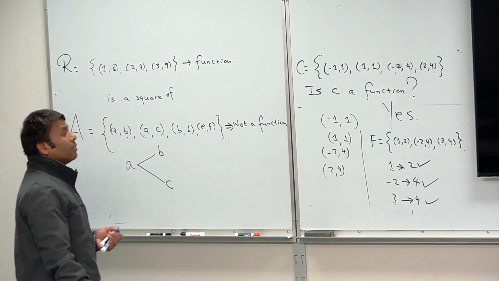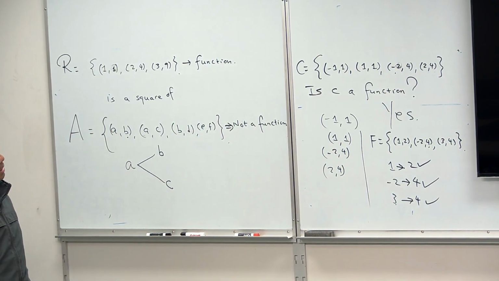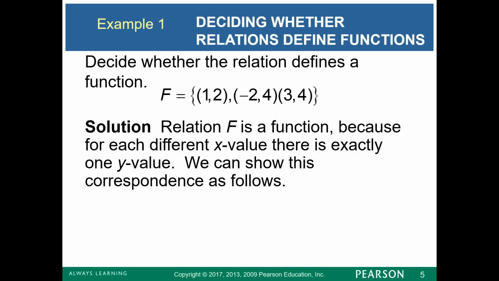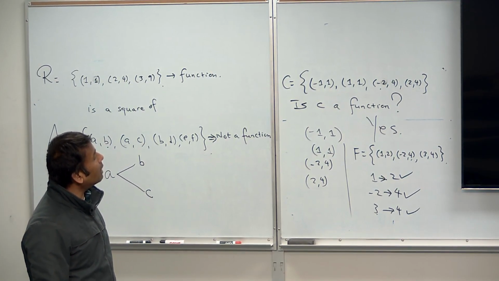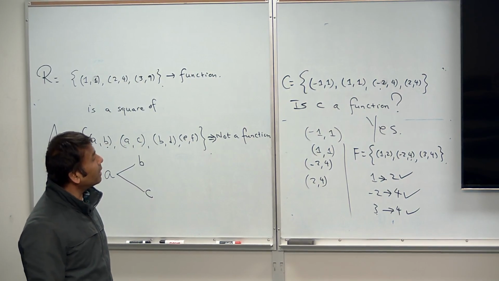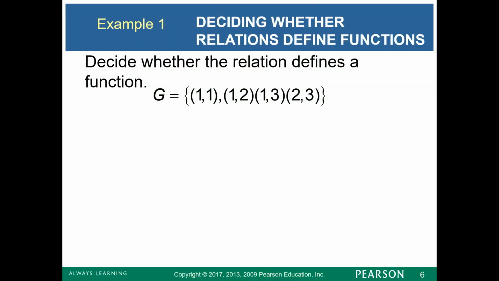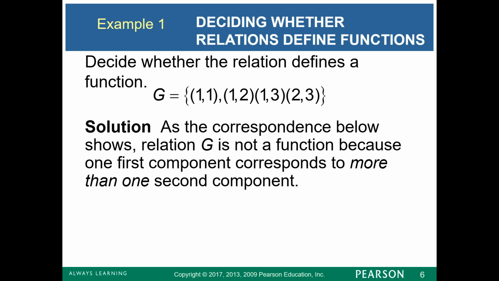So you see the relation f is a function because for each different x value, there is exactly one y value. Okay? You got it? Now, can you look at the next one? What do you think? No. Why is this not a function? Exactly, x has 3 different y values, not just one. You have a distinct x value 1, but it corresponds with 3 different y values. So that's why this is not a function.